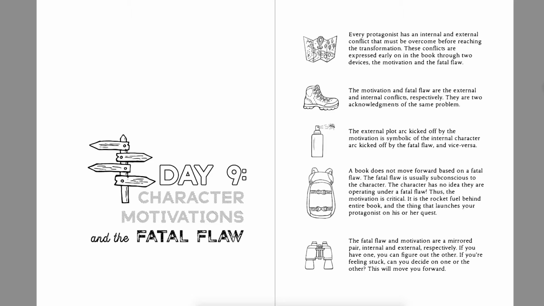So every protagonist is going to have that internal and external conflict. You want to overcome that before reaching the transformation. So these conflicts are expressed early on in the book through 2 devices, which are the motivation and the fatal flaw. So it's the external conflict and the internal conflict. 2 acknowledgments of the same problem is how I think of them.